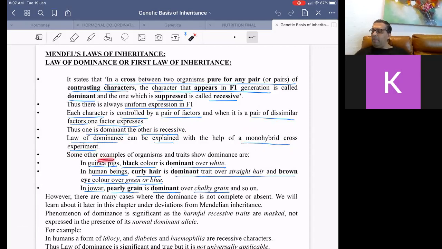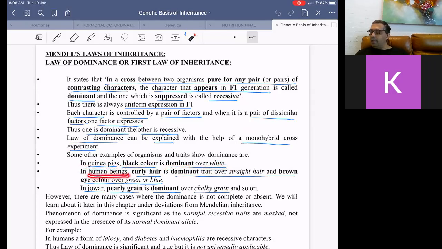Some other examples of organisms and traits showing dominance: in guinea pigs, black color is dominant over white color. तो गिनी पिग्स में बॉडी हेयर, if a black guinea pig is crossed with a white guinea pig, in the F1 generation you will get all black. Of course, when black are allowed to interbreed with each other in the F2 generation, we will get 3 black and 1 white. So that is the same logic.